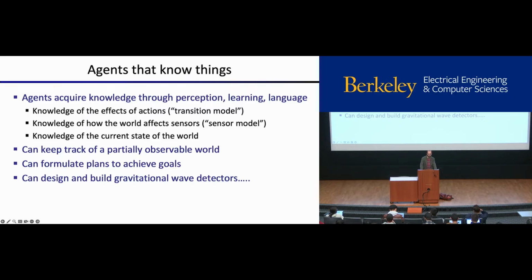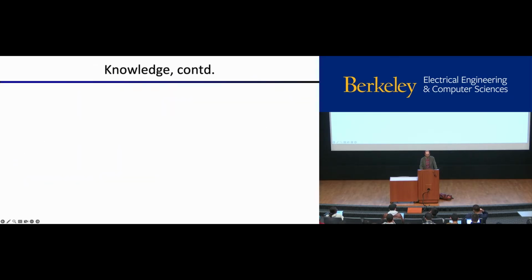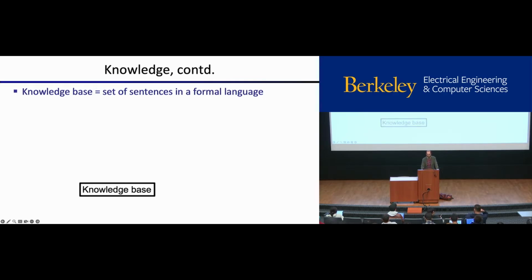So for really complex things, it stands to reason that we will need to design agents that somehow know things. And what we're going to be talking about is a particular way of putting knowledge into agents. So for this section, what we'll mean by a knowledge base is a set of sentences in a formal language. Sentences in the set are considered to be true. So there's our knowledge base.